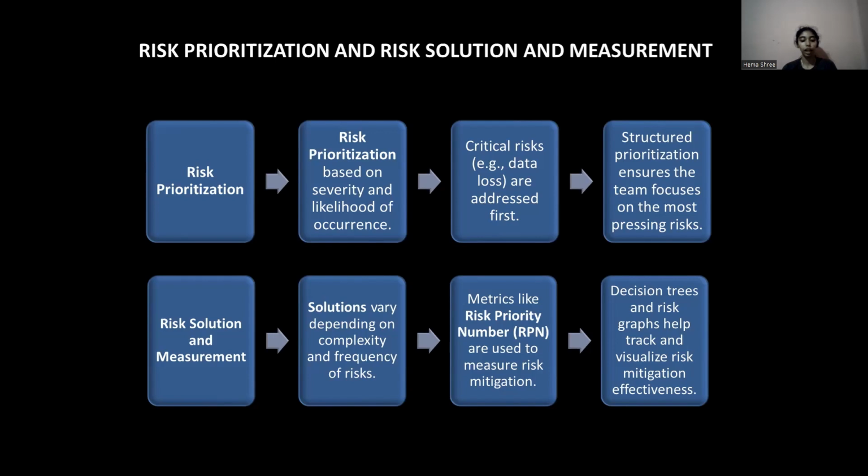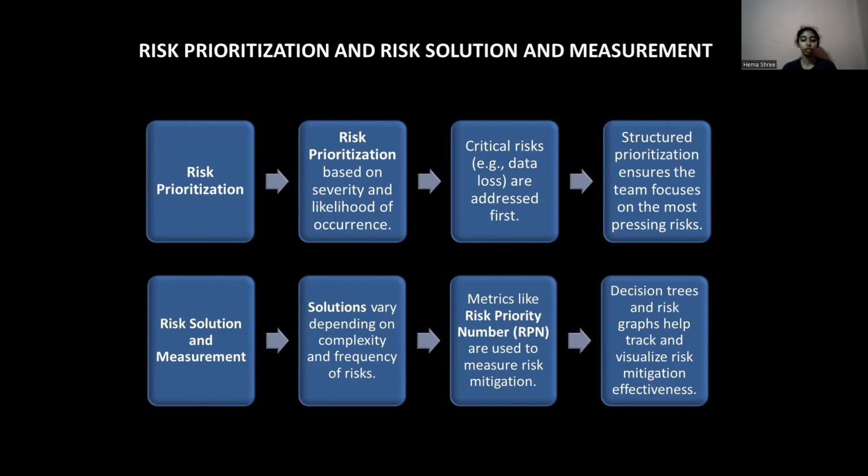Solutions and measurements. After prioritizing risks, the next step is to find solutions for mitigating or eliminating them. Some risks are relatively straightforward to address, while others require more complex solutions due to their frequent occurrence or the difficulty in identifying the root cause. For example, frequent command failure in a system could be addressed by providing error handling routines and system stress testing to reduce the likelihood of failure under high load.